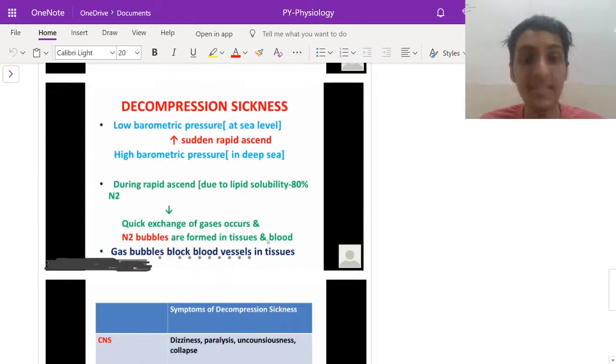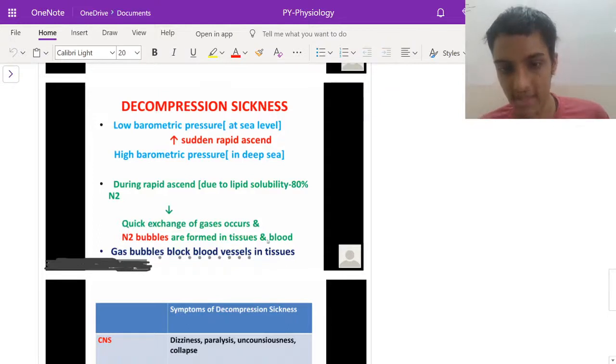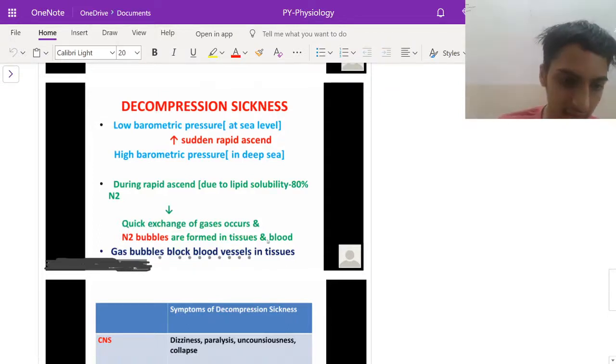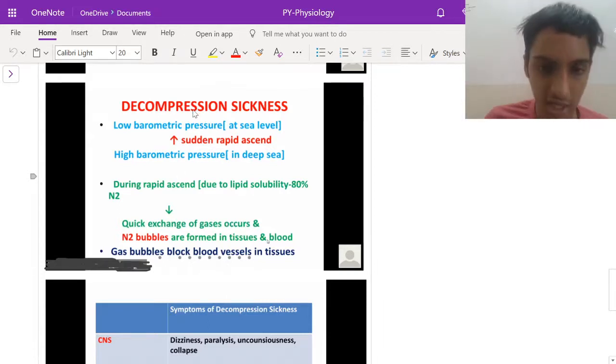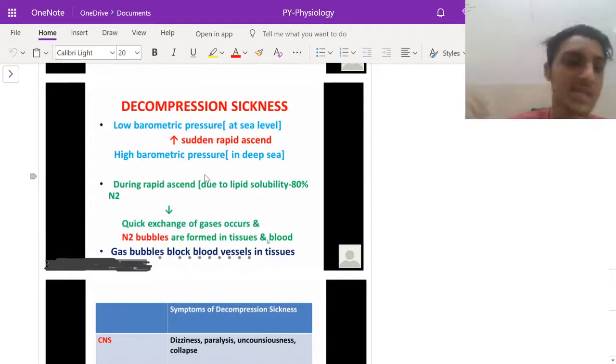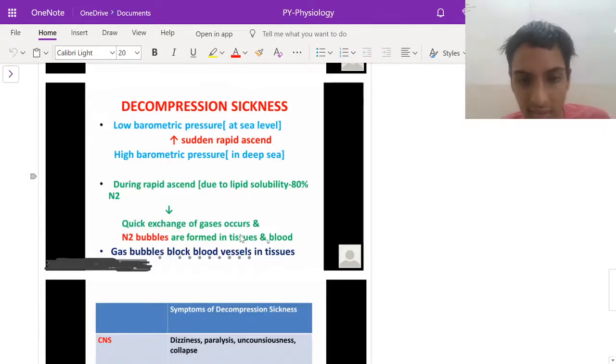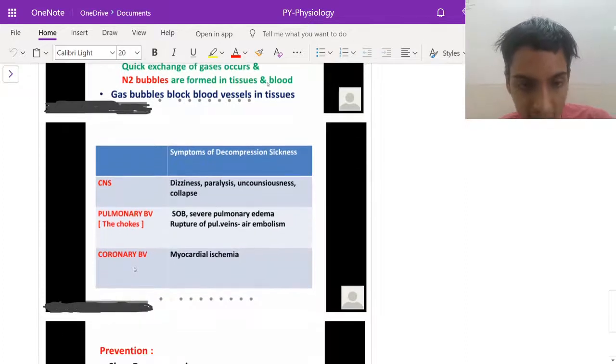Now coming to the main thing, the main goal of this competency along with the scuba is decompression sickness. So main important, please remember only decompression sickness. Now suddenly the barometric pressure comes down when we come from deep sea to the sea level. And when we ascend, what happens? The lipid solubility at that time is 80%. So it leads to nitrogen bubbles and this will block the arteries and veins supplying the tissues.